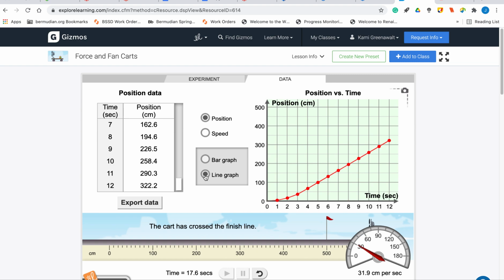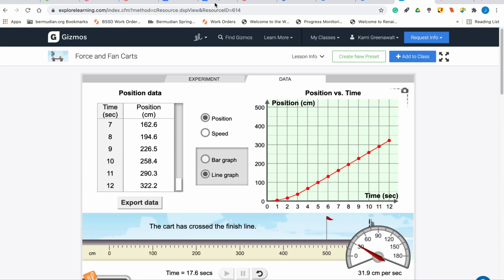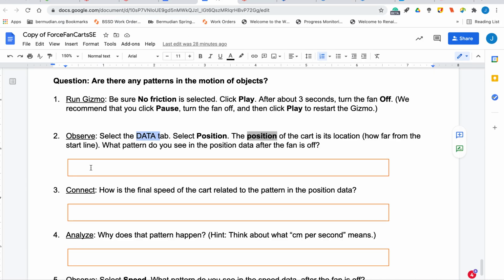Here's the line graph version also, if that helps you. And that would be the answer to this question right here. What pattern do you see?